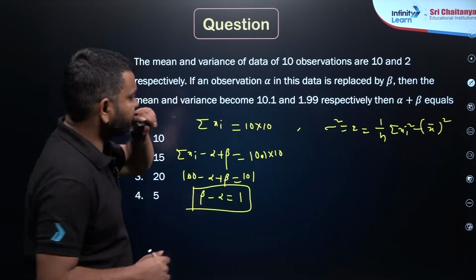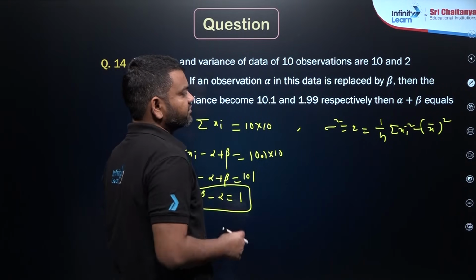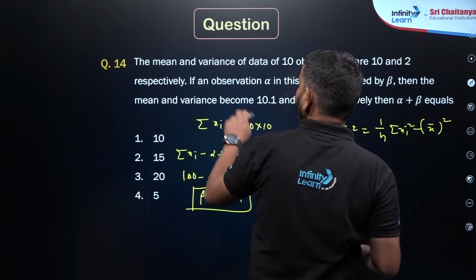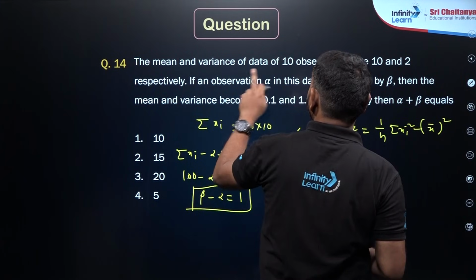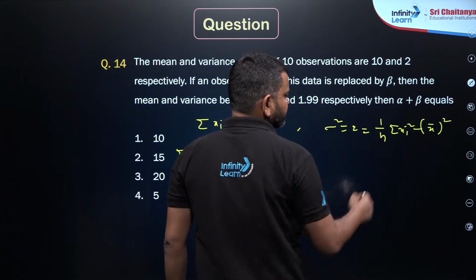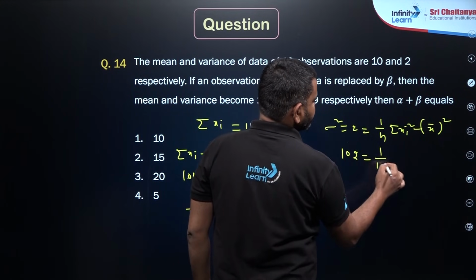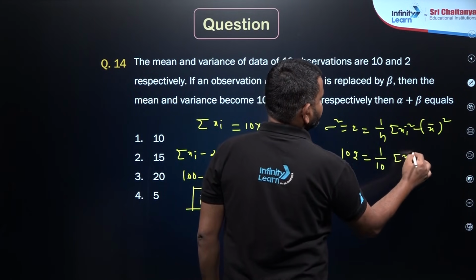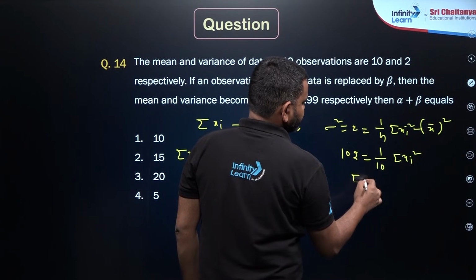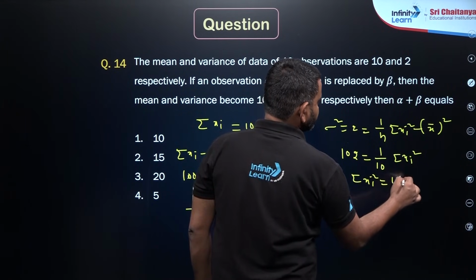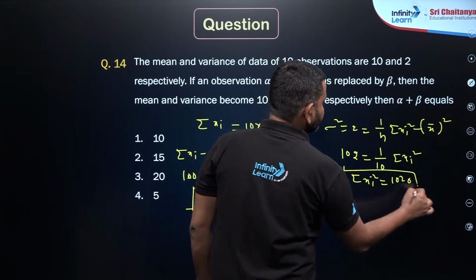Alright, in the second equation, this is the data I have. So for the first mean, I know the value of this is what, 10, right? So 10 square is 100. So 100 coming into the left side, 102. 1 by 10 is the number, sigma xi square. This coming into the left side, sigma xi square is 1020 already. So this value I know.